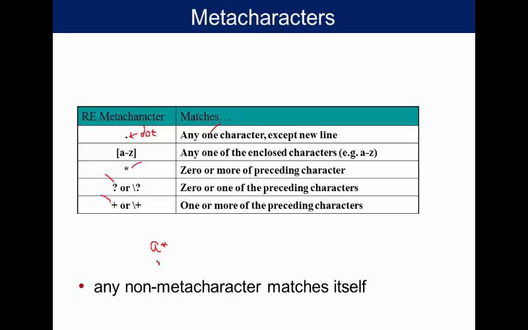If you say A question mark, then if A occurs, it is only one. No occurrence of A would be fine, because it says 0 or 1. Star means 0 or more. If we say A plus, it means 1 or more. If I search A plus, then there should be at least one A.